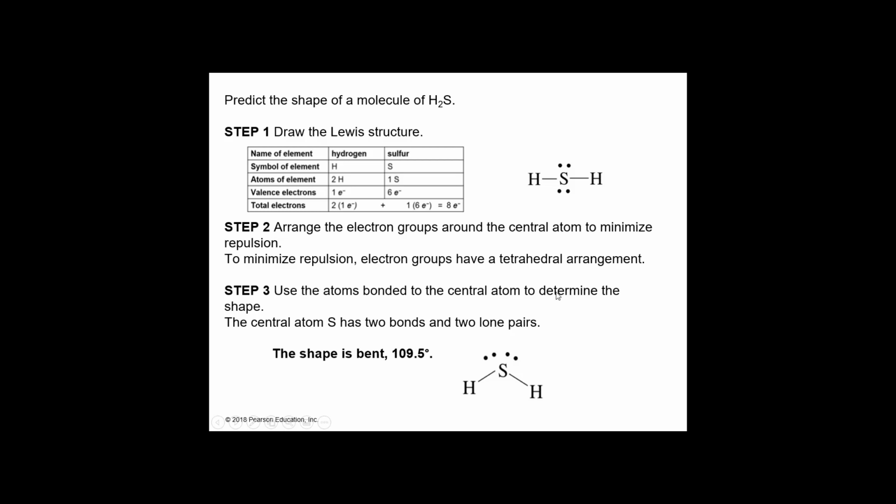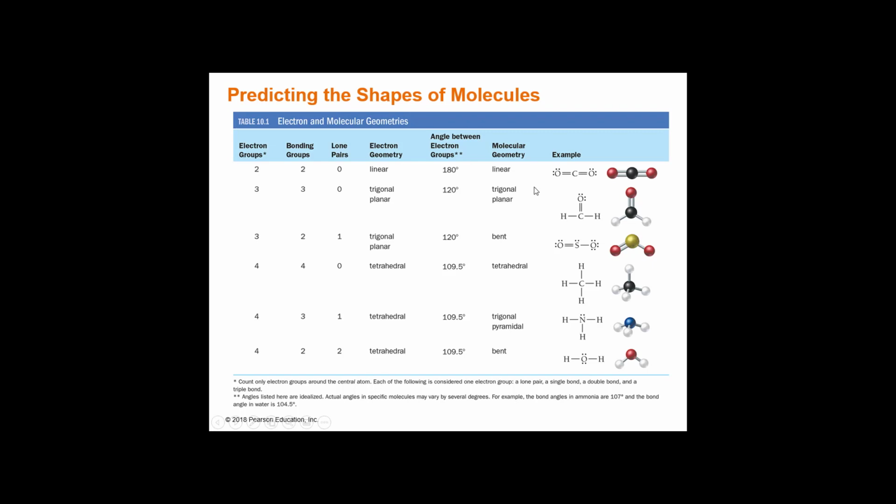Use the atoms bonded to the central atom to determine the shape. When we look at the actual shape of a molecule, we don't look at electron geometry. When we're asked about the shape of a molecule, we actually give the molecular geometry. Even though we count this for one thing, we actually go by this. It's kind of a weird thing, and I'll be honest, I don't know why.